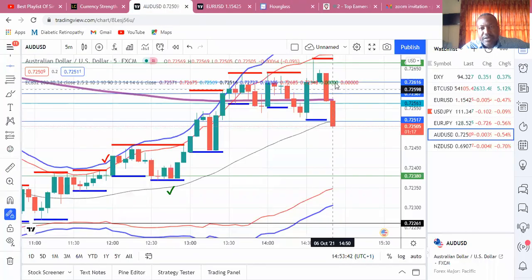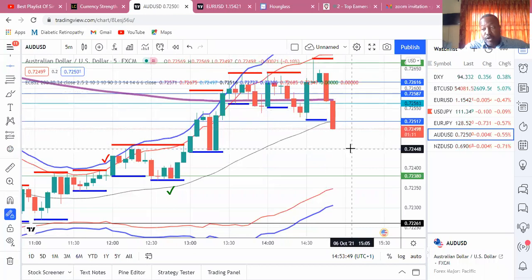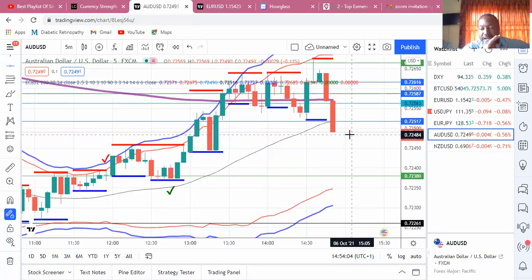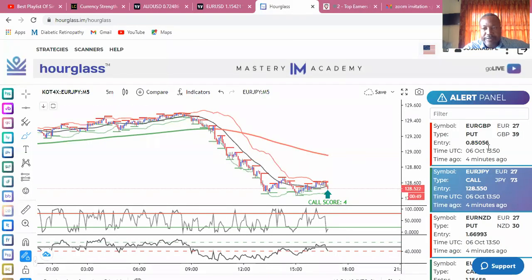If you trade what's happening on AUD USD, you will have rolled on the floor, and then the brokers will be smiling. So please, the new hourglass is very good, but you need to monitor the trend, try and follow the trend, be patient, and have good risk management. You do those three things, I'm telling you, you will be fine.